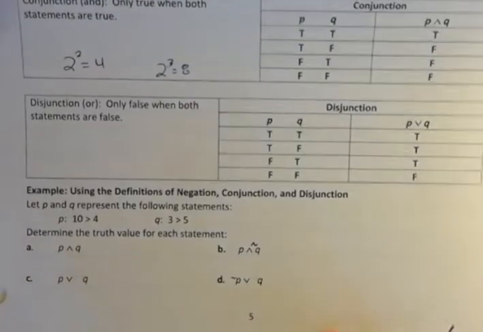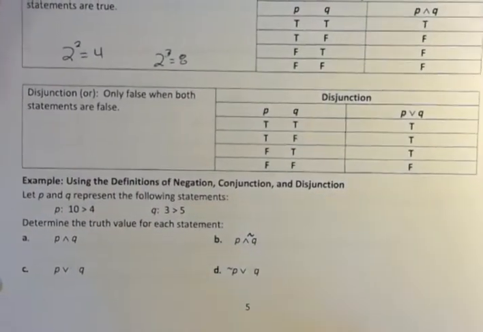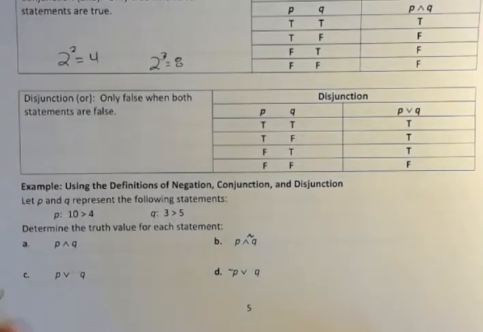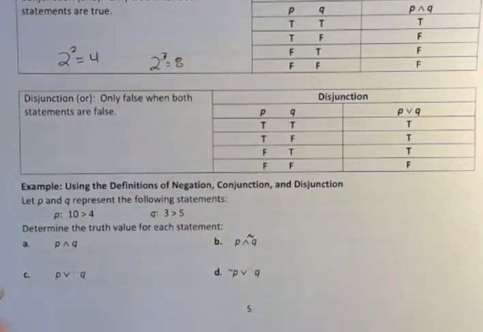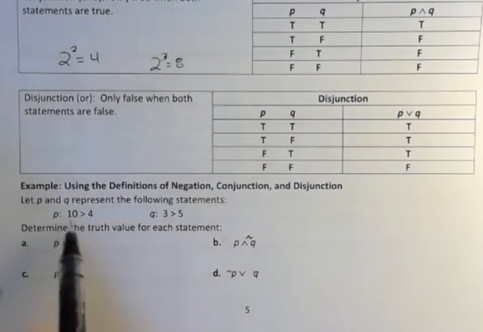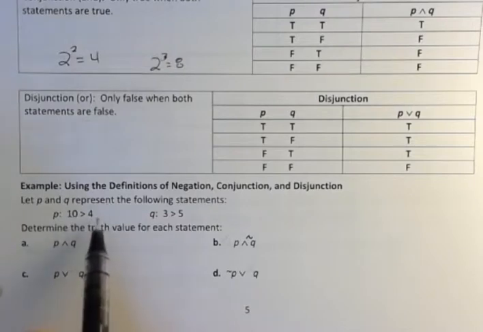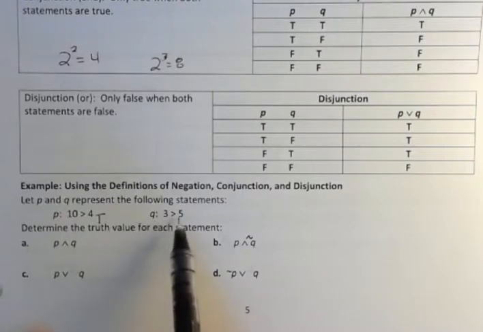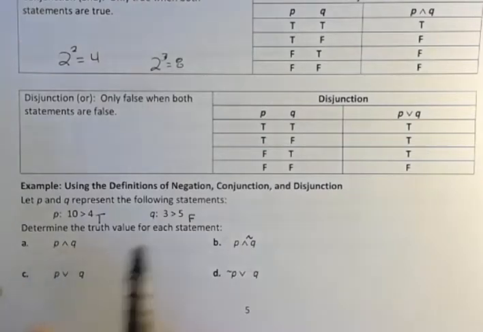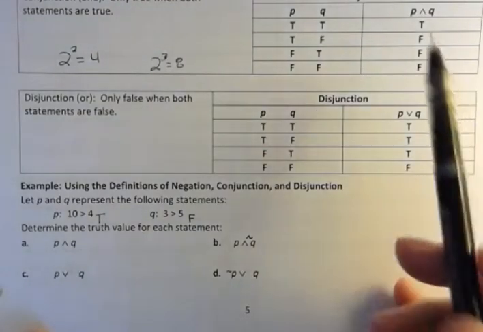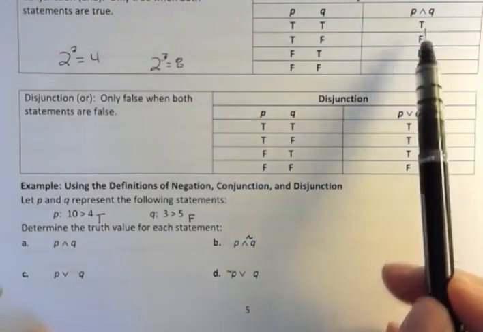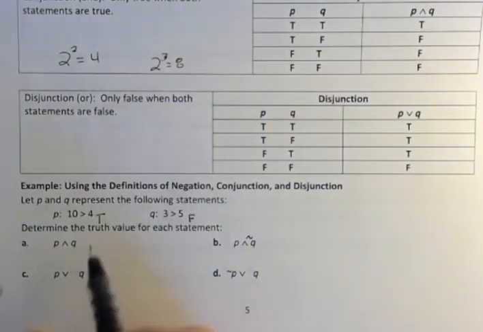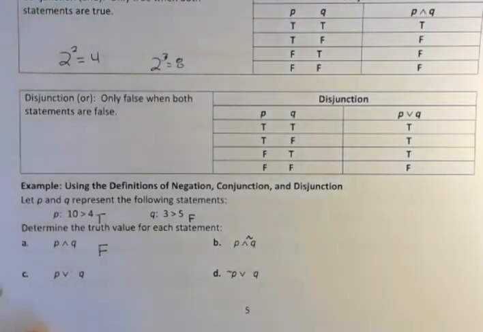Okay, what about an example: given statements, decide on the truth value? Well, we could put these into the truth table, or maybe we don't need to. But what we know here is P is 10 is greater than 4. That's got a truth value of true. And Q is 3 is greater than 5, and that's got a truth value of false. So what is P and Q? Well, P and Q is when we have to have both true to get true. And there's one true and one false. So this has a truth value of false.